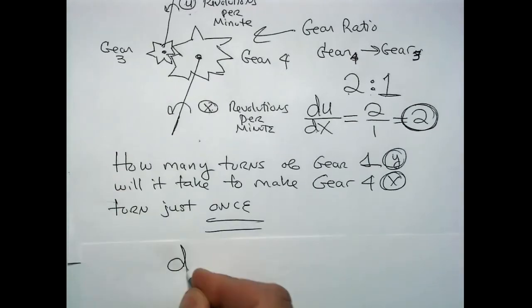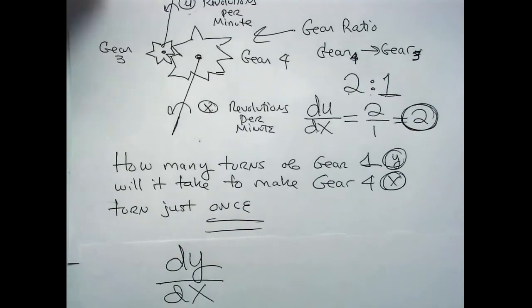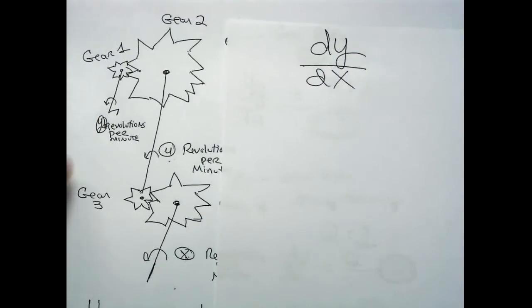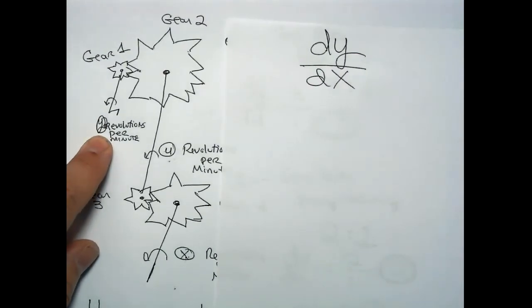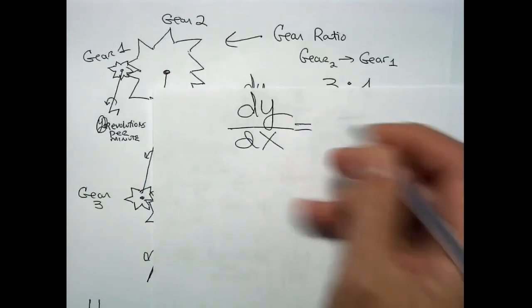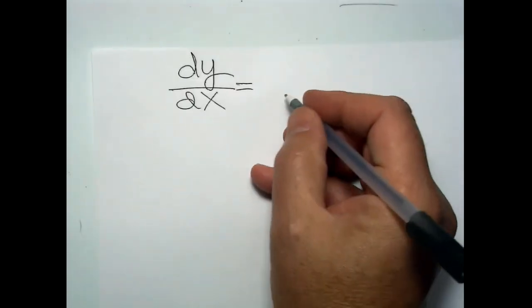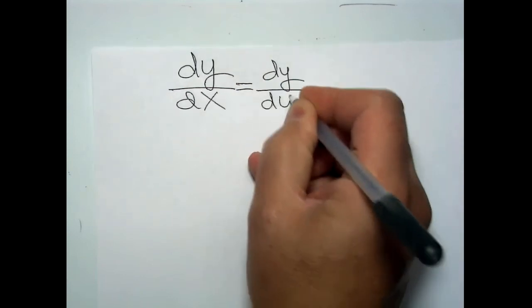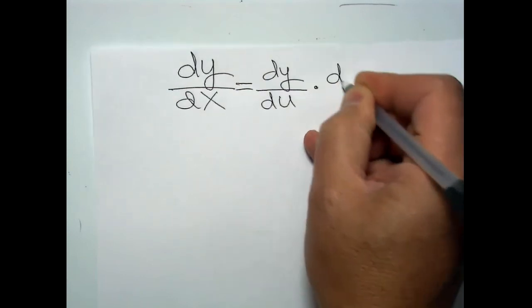What you really want is dy dx in this problem. Why would that be dy dx? Well, take a look at the picture. How many changes in y will it take to get you a change in x? Dy dx. And the chain rule works like this. You chain derivatives together. So you would take the dy du derivative and you simply multiply it by du dx.